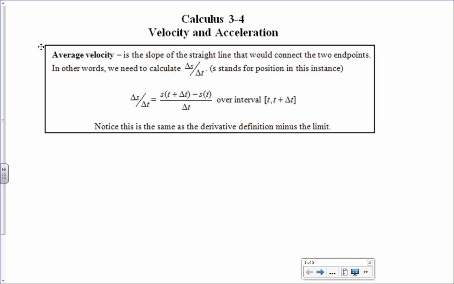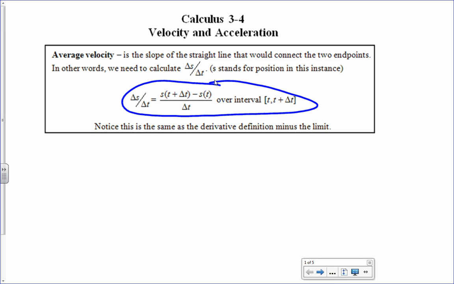And so you can see there, delta S, that's what is normally used for position, over delta T. Basically, it's just change in Y over change in X is all this is. Again, this is for average rate. This should look really familiar. It's really only lacking one thing from the derivative: the limit as delta x goes to 0, or delta t in this case. The change in time goes to nothing. That's the only thing we're missing.